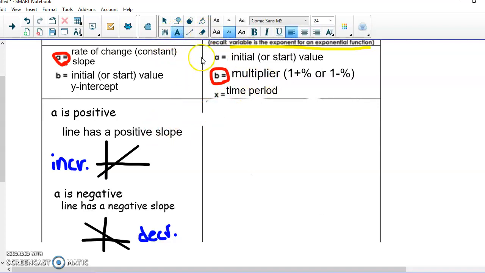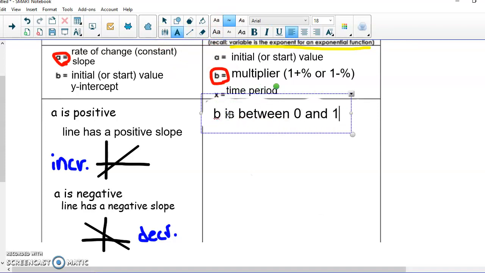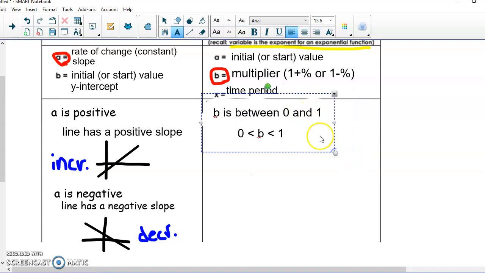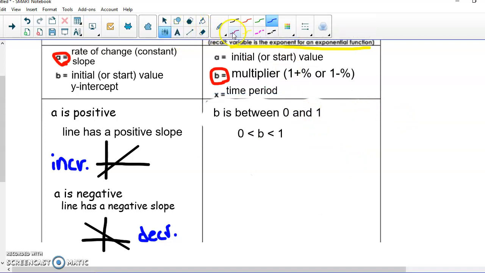So the first case we have, let's start with the smallest case, is B. B is between 0 and 1, so we can write that as 0 less than B less than 1. Basically this just means that it's a decimal or a fraction between 0 and 1. And if that happens, then that means our graph is going to be decreasing.